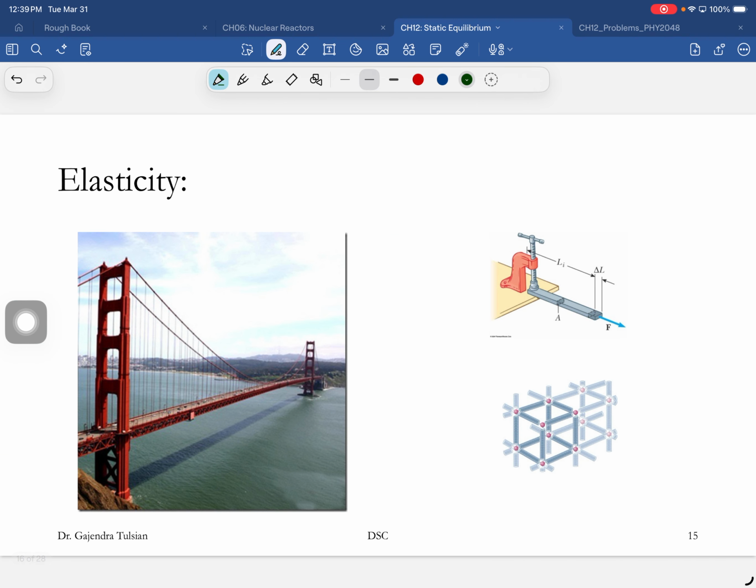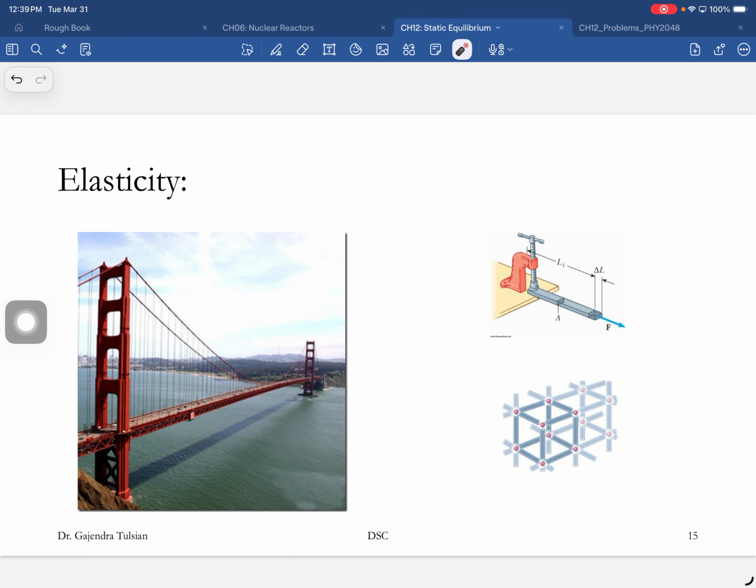Okay, so here's a bridge. As vehicles go by, what happens to these cables? They stretch. And once the car goes away, what do you want this cable to do? To go back to its original shape. Exactly, its original shape. That is elastic behavior.